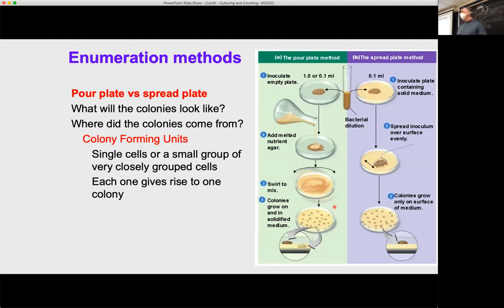a spreader. And this spreader, it's like a glass rod bent. Oftentimes we just call it a hockey stick. I don't know why. It looks like a hockey stick, maybe. It's just what we say. What you do is you sterilize the glass rod in ethanol, dip it into ethanol, pass it through a flame. You'll see a little flame come off the glass rod. When the flame's done, you can go in and spread the bacteria, or yeast, on the plate. Okay.